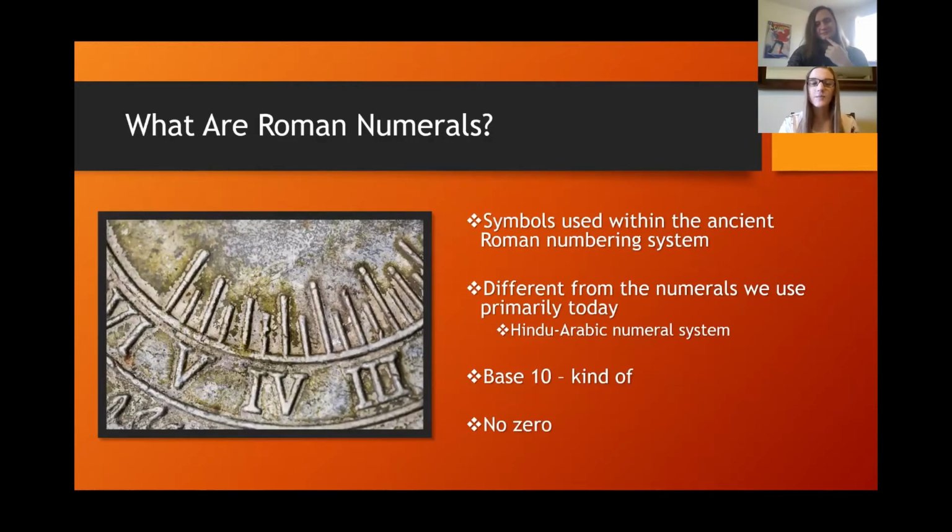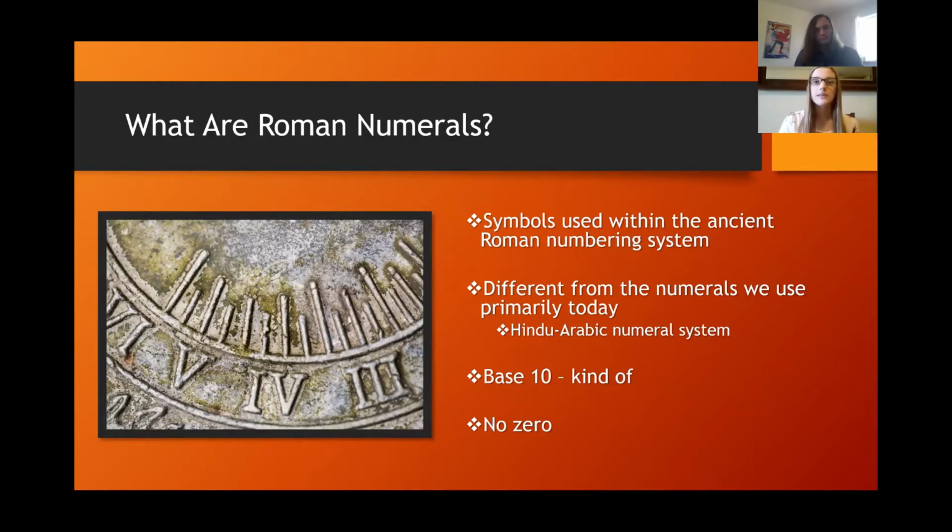So moving into the topic of our research, what are Roman numerals? They are the symbols that were used within the ancient Roman numbering system. And these numerals are very different from what we know as numerals today. We use 1, 2, 3, 4, 5, 6, 7, 8, 9, and we have a symbol that pops into our head when we think of those numbers.